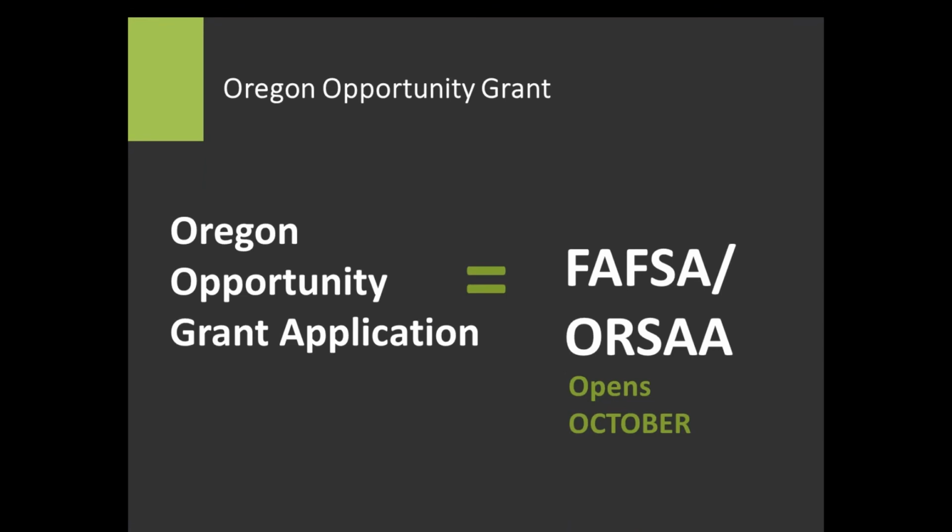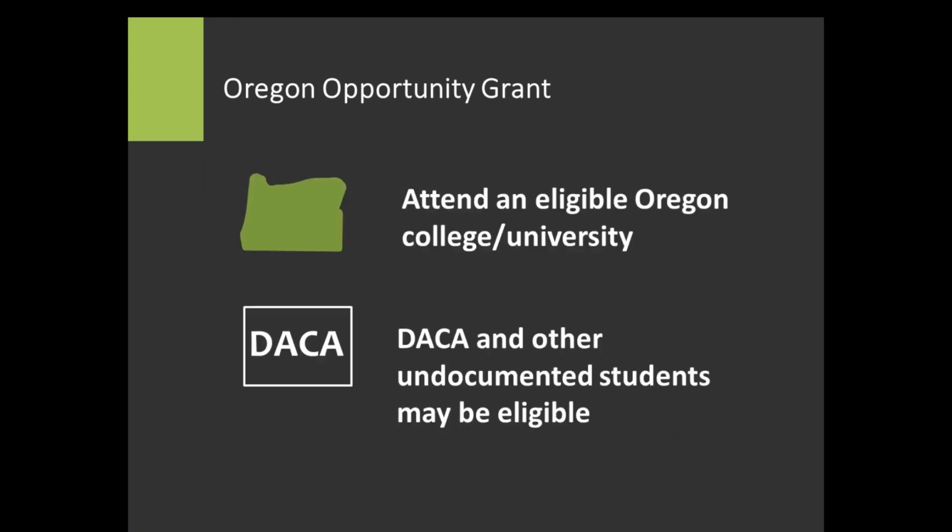In order to apply for the Oregon Opportunity Grant, you file a FAFSA or an ORSA, and you list an Oregon college. Again, the FAFSA and the ORSA open in October, so you can go ahead and complete that application now. You must attend an eligible Oregon college or university. So if you are attending school in Oregon, you should apply for the Oregon Opportunity Grant using your FAFSA. DACA and other undocumented students are also eligible to apply for the Oregon Opportunity Grant through the ORSA.